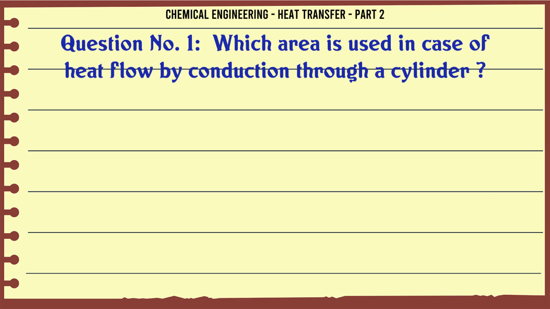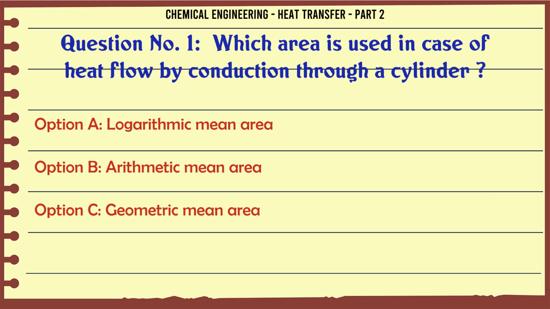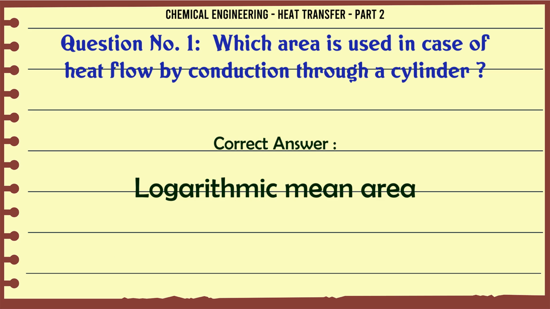Which area is used in case of heat flow by conduction through a cylinder? A. Logarithmic mean area. B. Arithmetic mean area. C. Geometric mean area. D. None of these. The correct answer is logarithmic mean area.